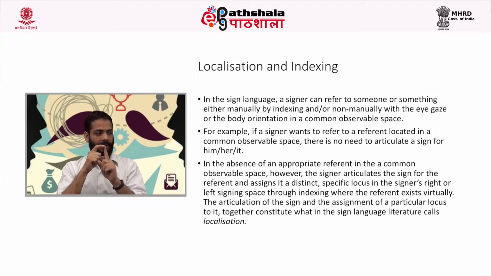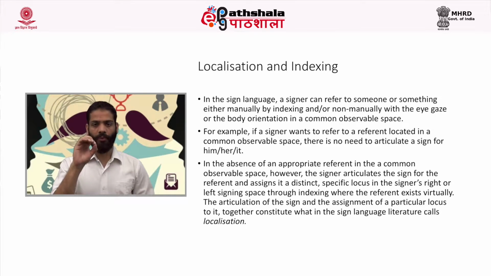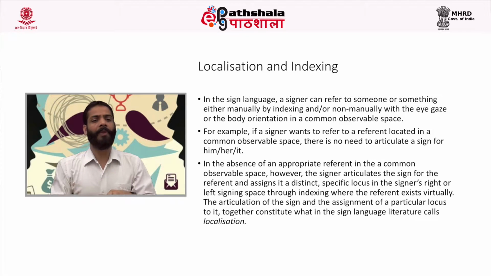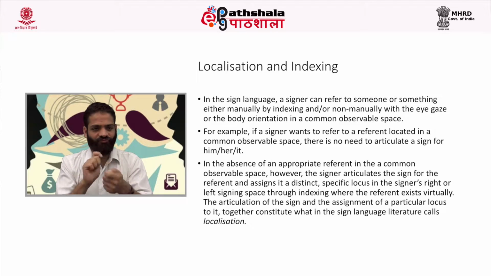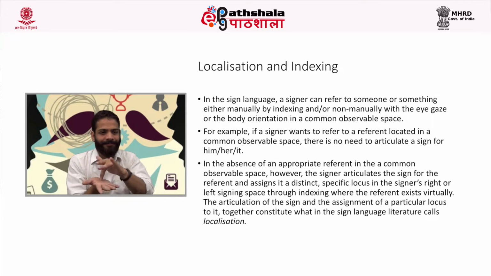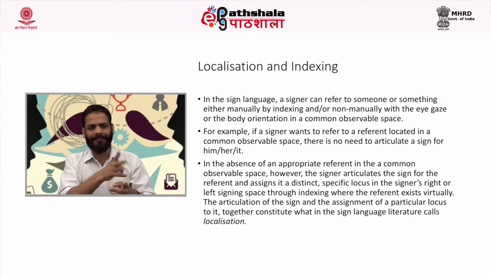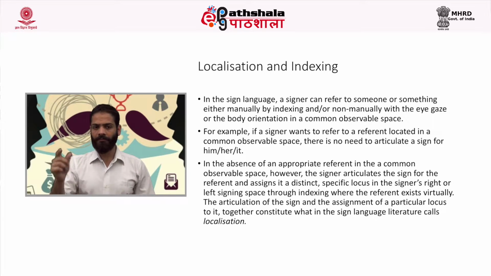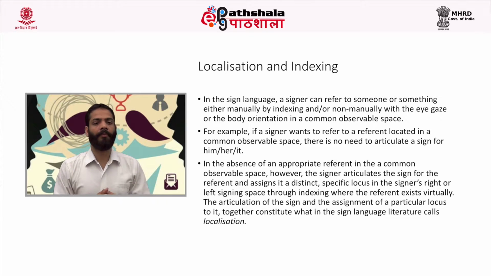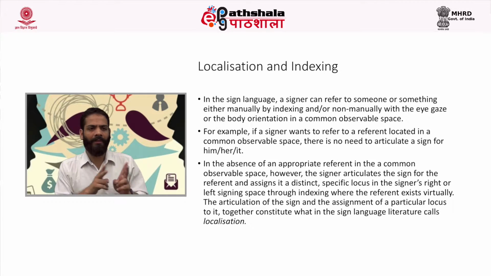Now we are going to talk about localization and indexing. On account of modality differences, sign language employs unique strategies to articulate various signs. Localization and indexing are some of the strategies used for various functions. In sign language, a signer can refer to someone or something either manually by indexing or non-manually with the eye gaze or the body orientation in a common observable space.